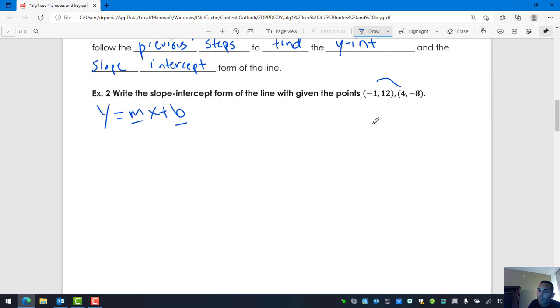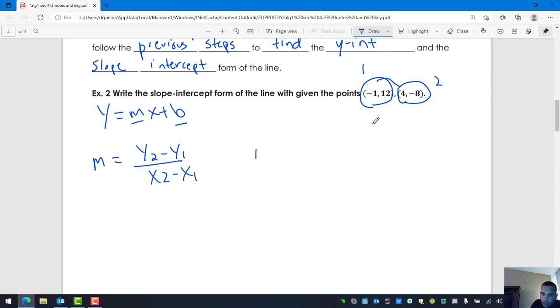Okay, so what we need to do first is find the slope, and we can do that if they give us 2 points. We're going to use that slope formula that I keep alluding to. It's m is equal to y2 minus y1 over x2 minus x1. Okay, so how do we do that? All we've got to do is label one of these points 2 and the other one 1, and plug these points in to find my slope.